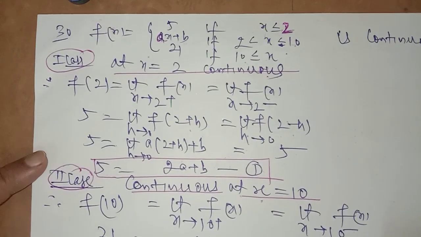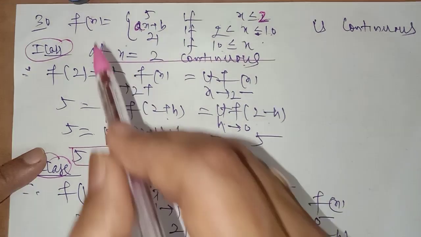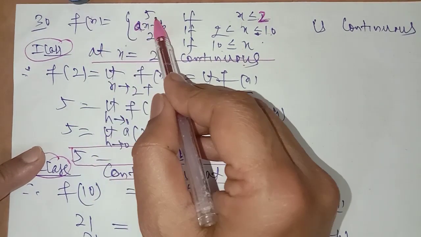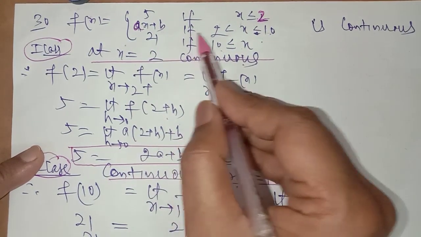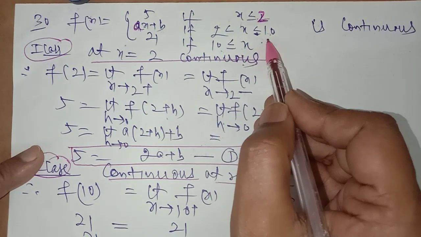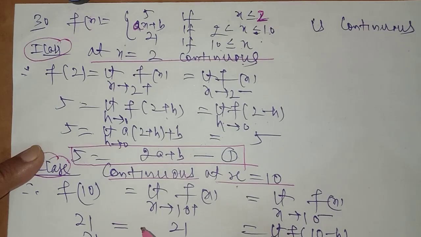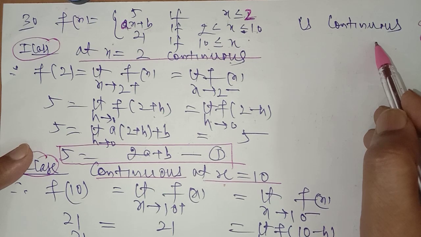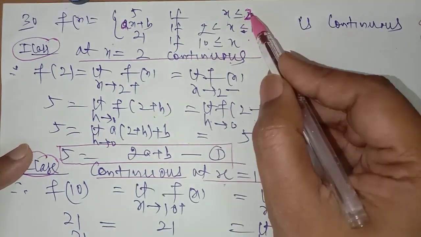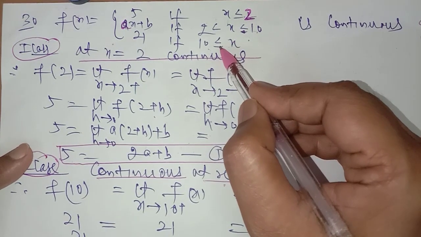Now question number 30. It is an important question. See it very carefully. It is given that the value of this function is 5 when x is less than or equal to 2. It is equal to ax plus b if x is greater than 2 and less than 10, and it is equal to 21 if x is greater than or equal to 10. It is given that it is continuous. It means that it is continuous in all its domain. Domain is from 2 to 10. It is continuous for all the values of x from 2 to 10.